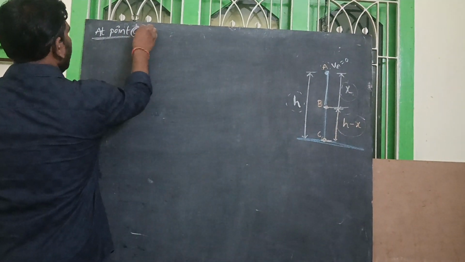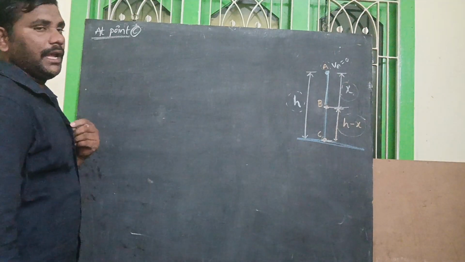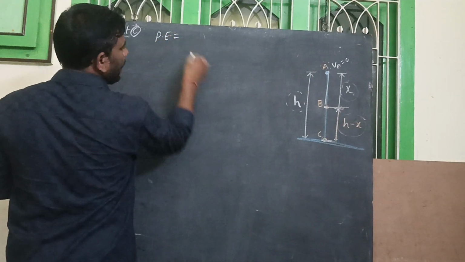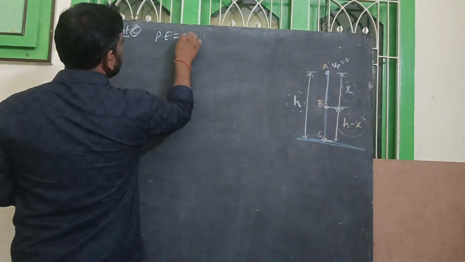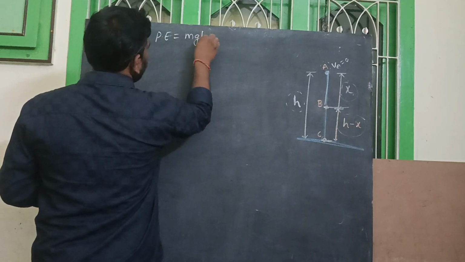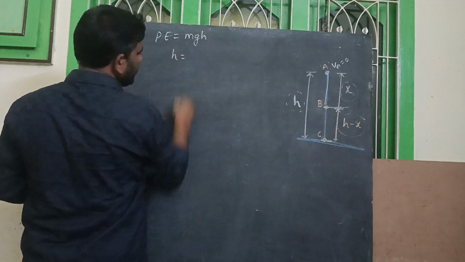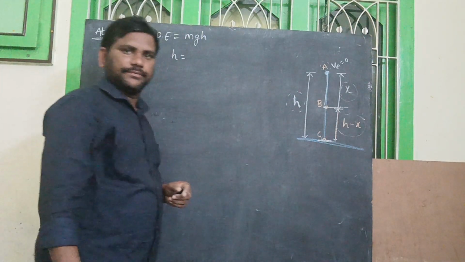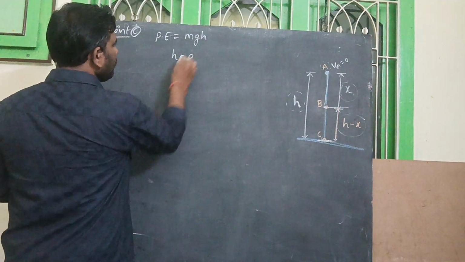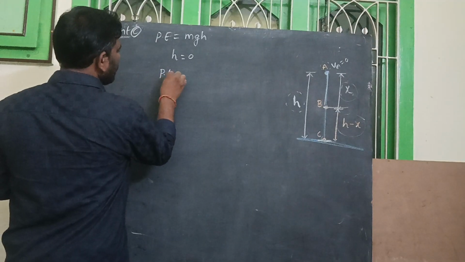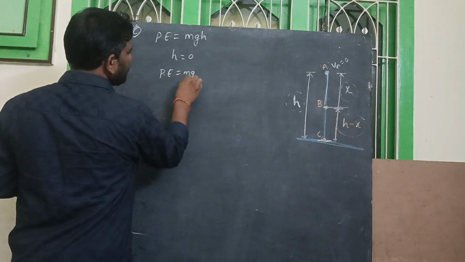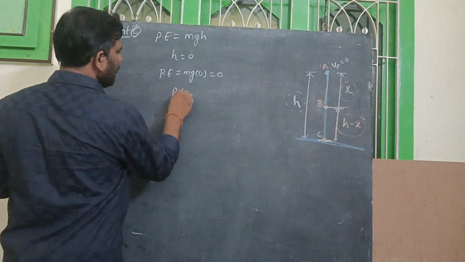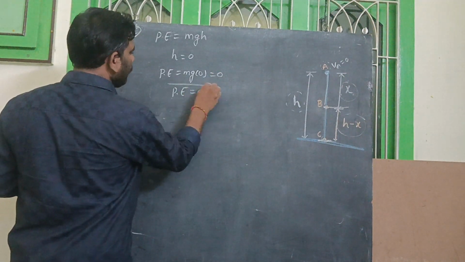At point C, here also we can find out the total energy. First, potential energy at point C. This is the formula mgh. But here what is the h value? The body has already reached the ground, then there is no height. Then the h value is going to be 0. Then potential energy is equal to mg of 0. 0 into anything is 0. Then potential energy is equal to 0.